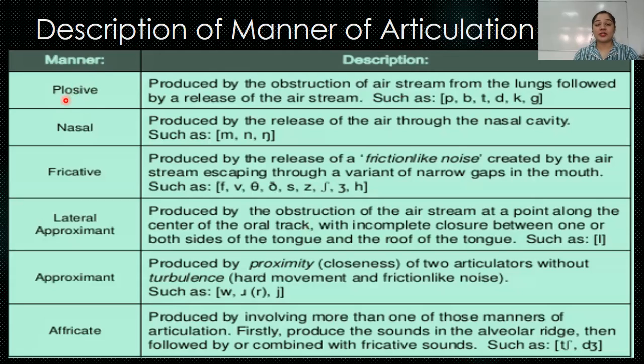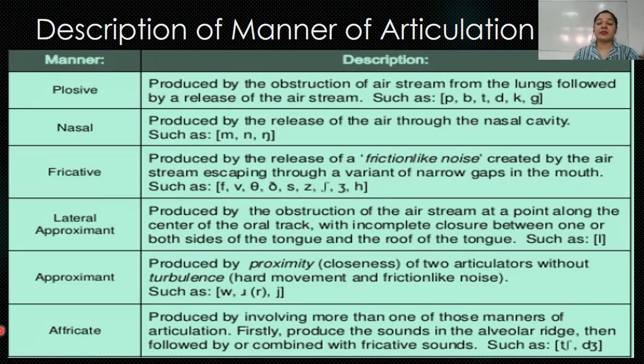Plosive, the manner, is produced by the obstruction of the air stream from the lungs, followed by a release of the air stream. So with the same sounds, how the articulation is happening, how the air is performing. Here we talked about place of articulation, the mouth being involved in taking out the sounds, the placement of tongue, teeth, hard palate, soft palate, roof of the mouth. Now we will be talking about how the lungs and air stream, the air coming out of your mouth when you speak, how it is coming out and what is its position.